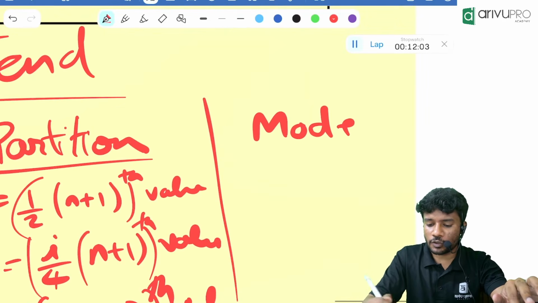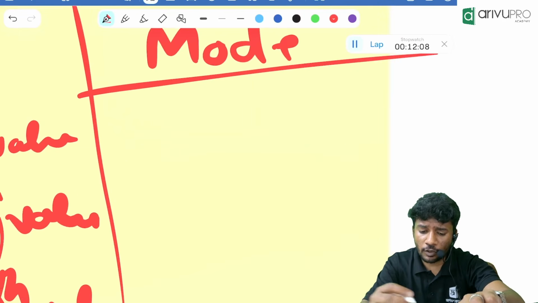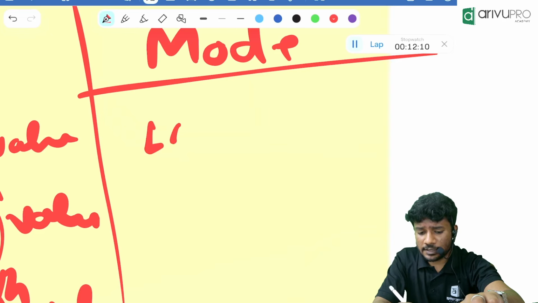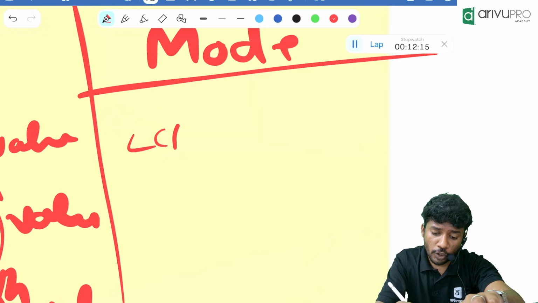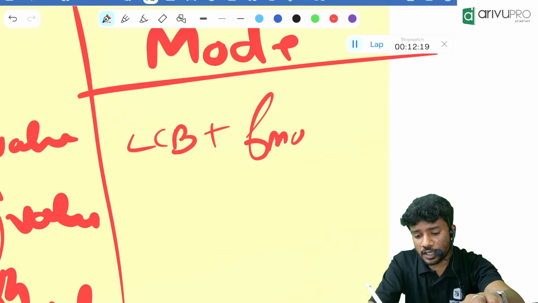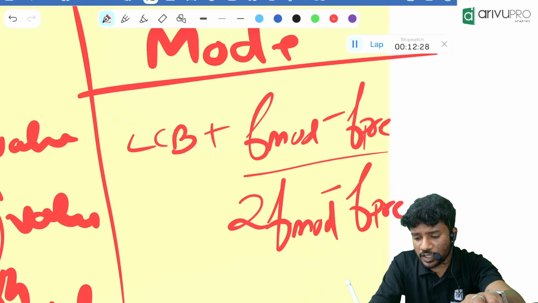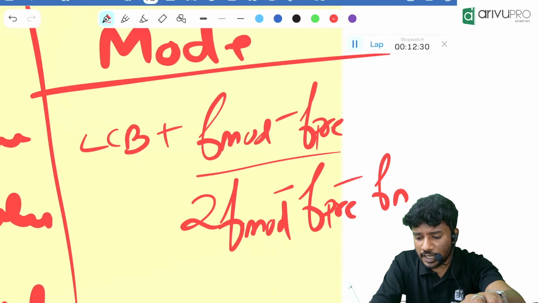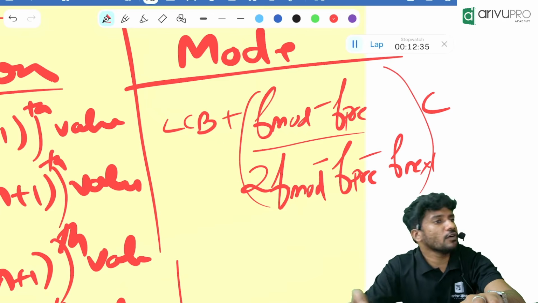Then mode. Mode is also called the fashionable average. What is the formula for mode in grouped data? LCB, the lower class boundary, plus (frequency of the modal class minus frequency of the previous class) divided by (2 into frequency of the modal class minus frequency of the previous class minus frequency of the next class). The entire thing is multiplied by C. You will get the answer for mode.